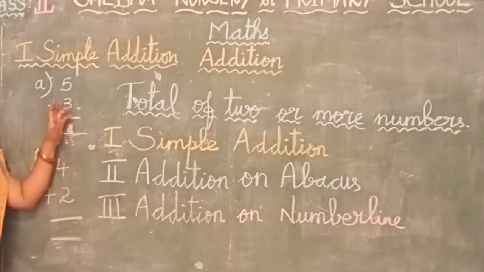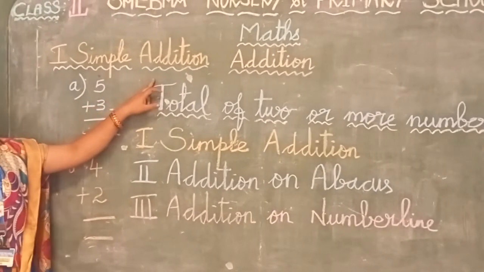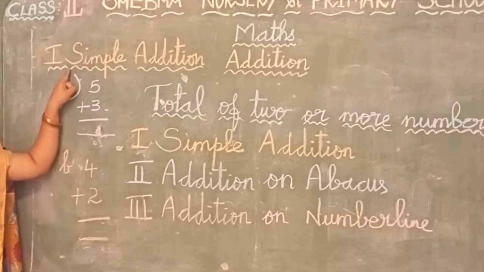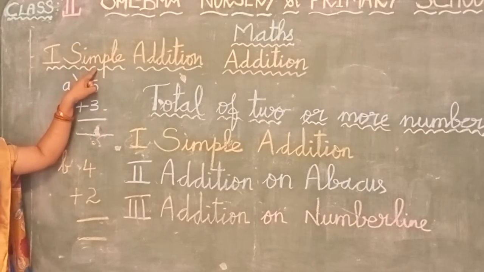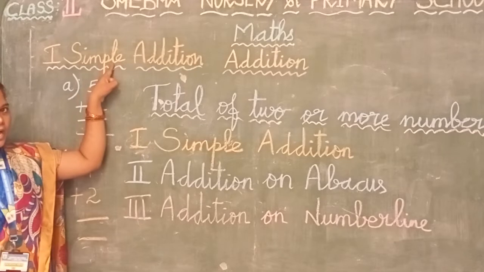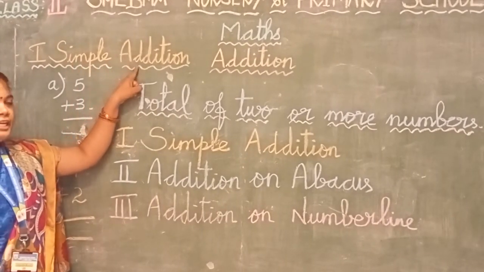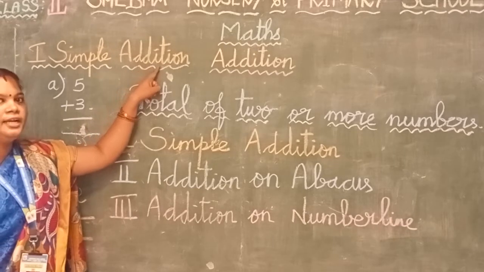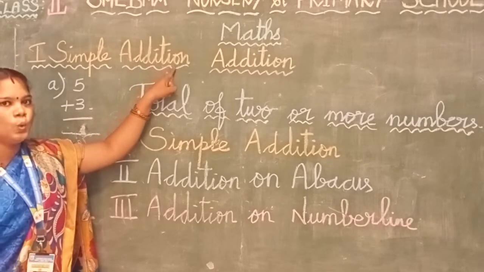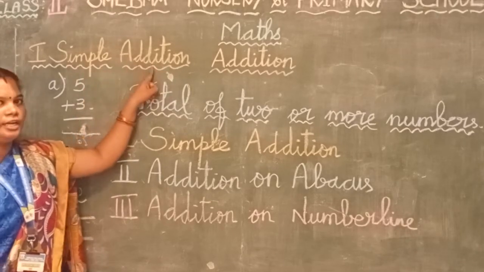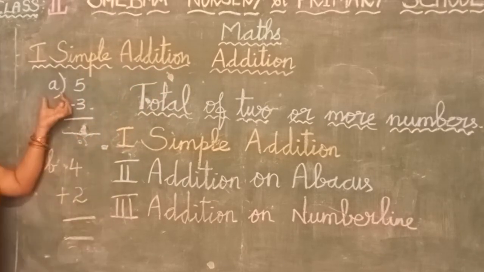Move to the sum. Simple addition. Yes, I am P L E. Simple. A, D, D, I, T, I, O, N. Addition. Simple addition. A sum.